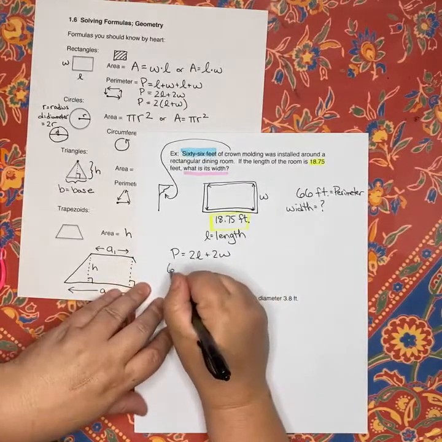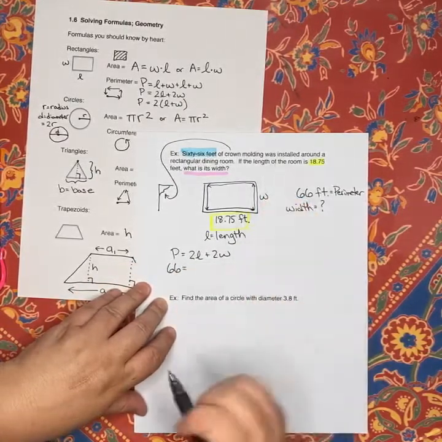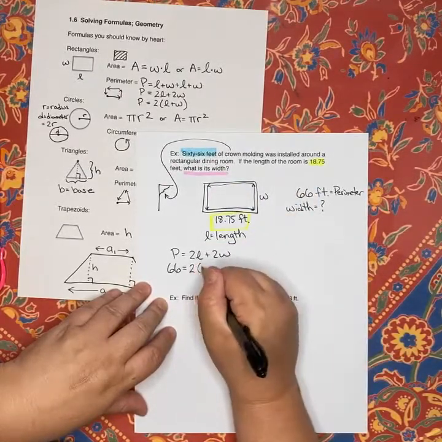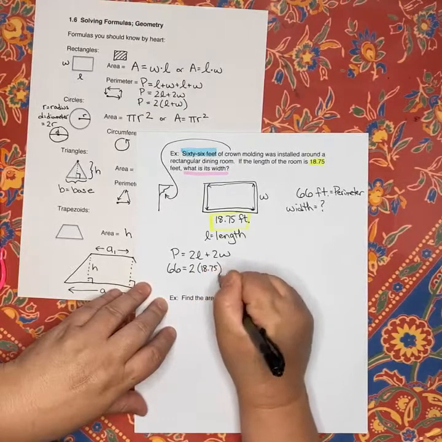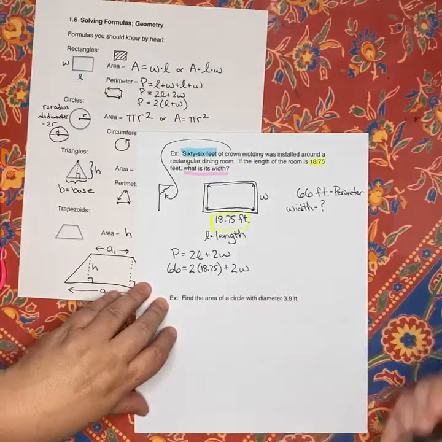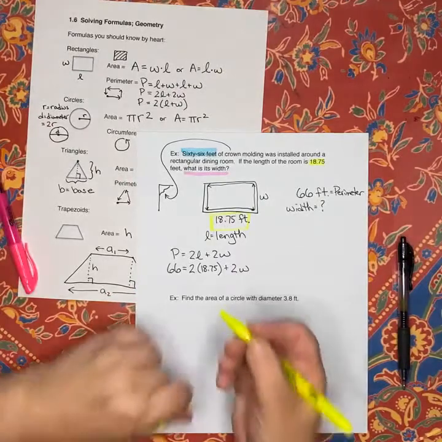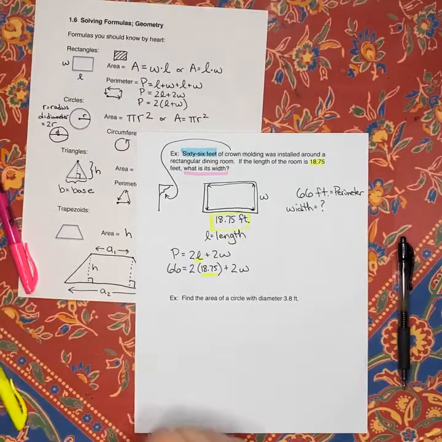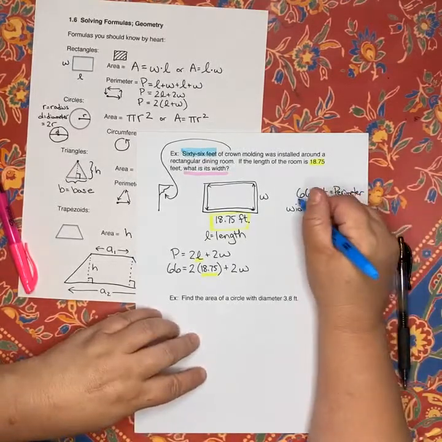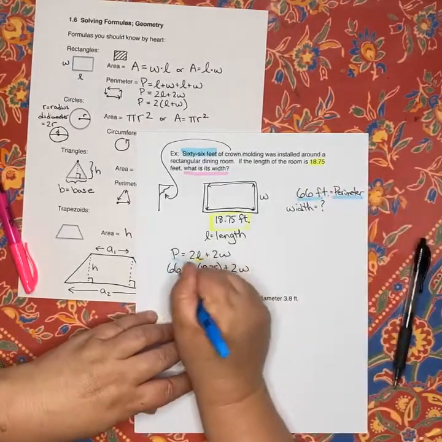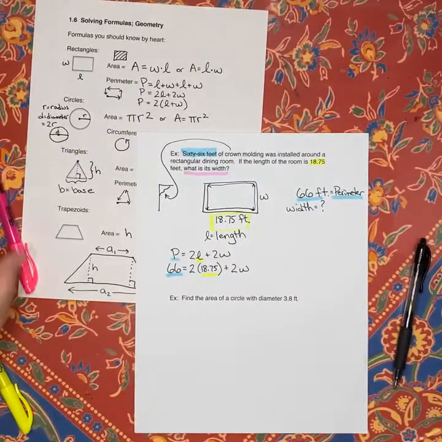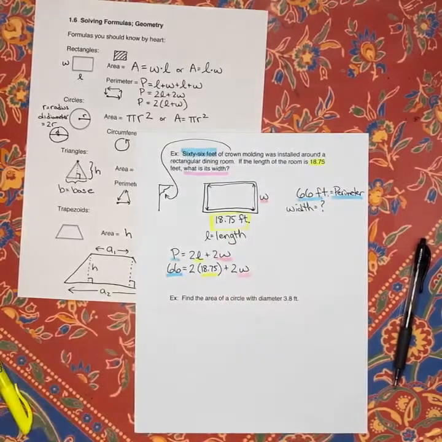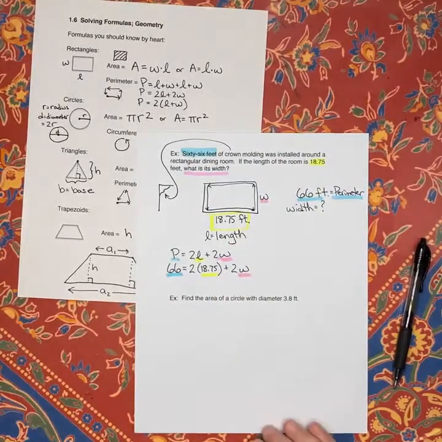I know the perimeter in this room is 66 all the way around. I know my L is 18.75 feet, and I do not know my W. So there's my L. Here's my 66 feet, which was the perimeter. And the width is the thing I don't know. Okay. So, shall we solve the equation?